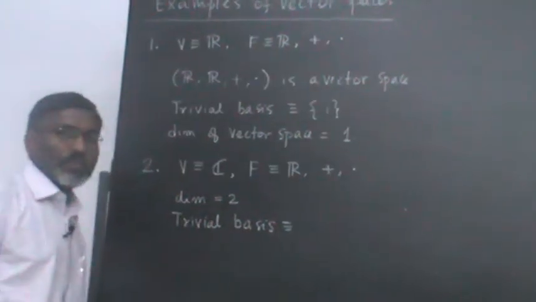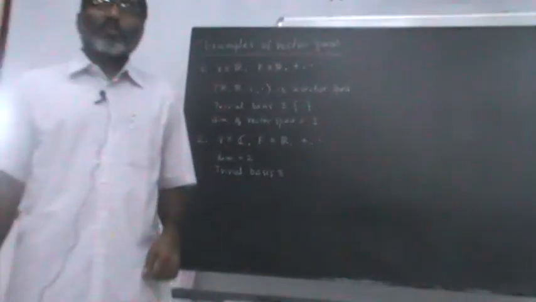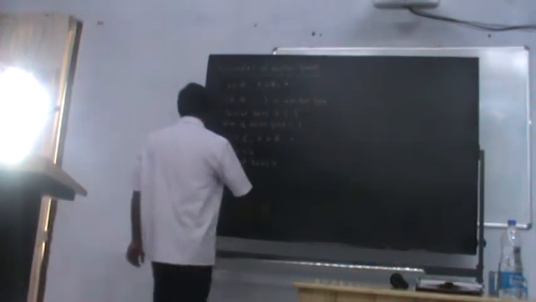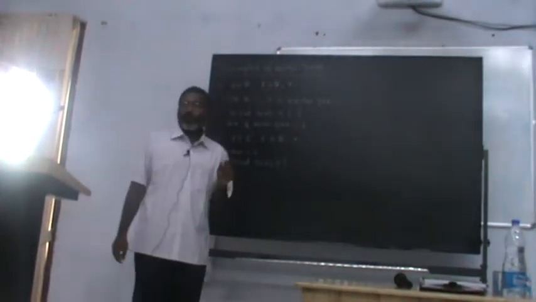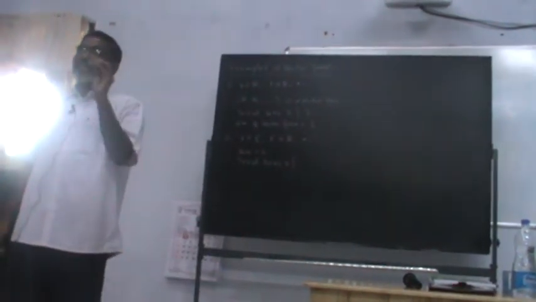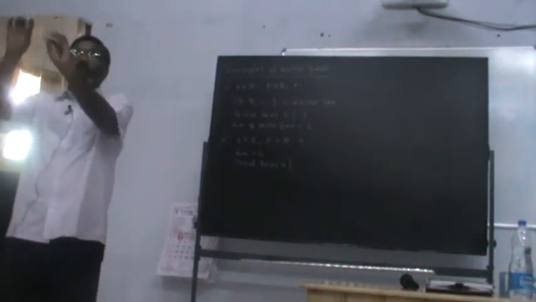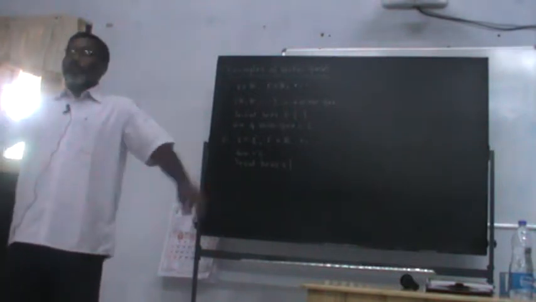Any 2 complex numbers can be a basis, but what will be the trivial basis? The trivial basis will be: you must multiply one scalar with one basis element, another scalar with another basis element to get an arbitrary complex number. I want to get a plus ib.